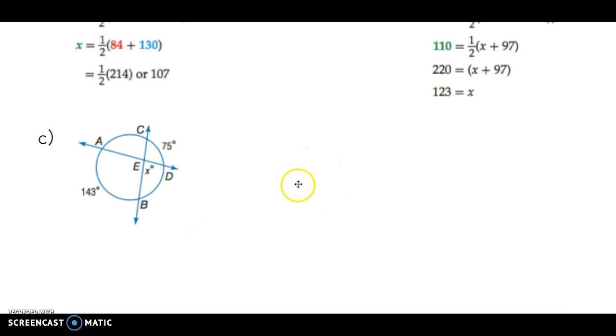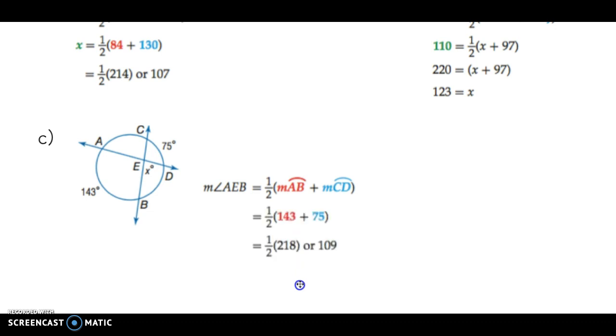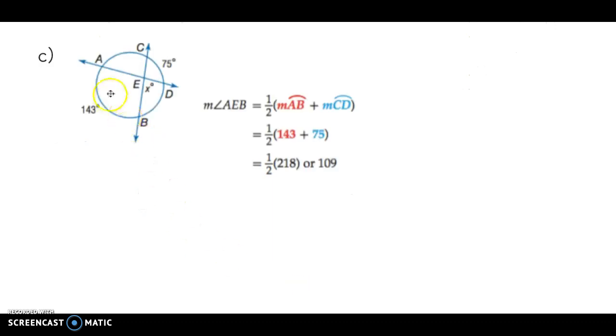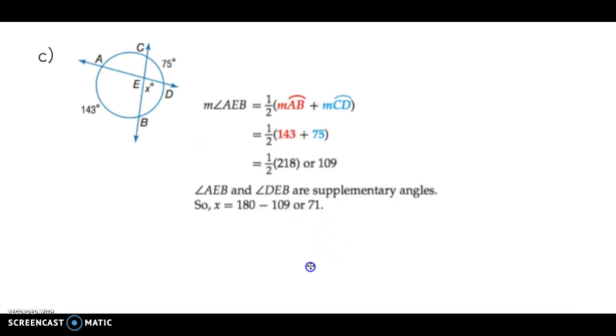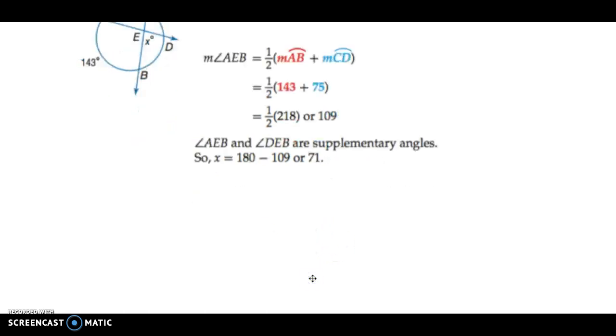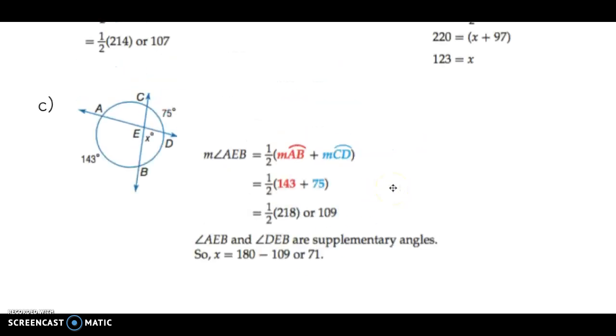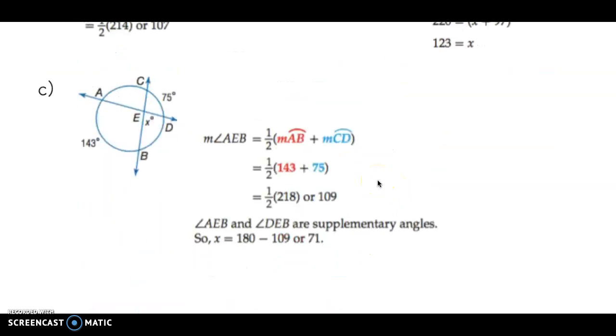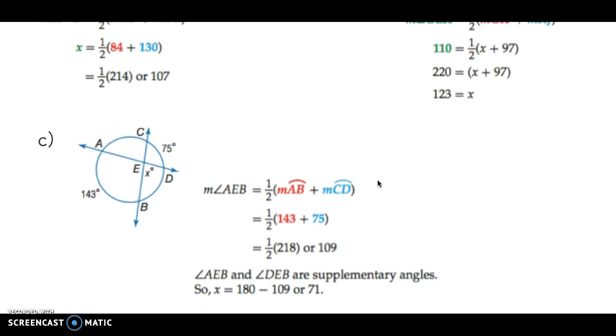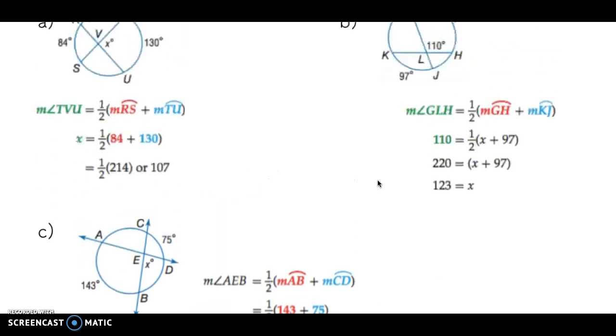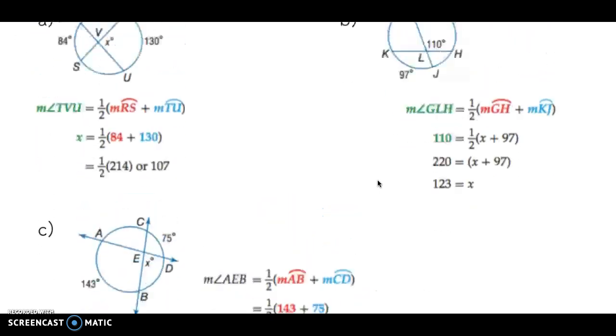Okay, so first off we're going to find the measure of angle AEB, and we know that's going to be half of 75 plus 143, which is going to be equal to 109. So if the measure of angle AEB is 109, what is the measure of angle x? Right, since it's supplementary, we just do 180 minus 109, so x is equal to 71. Good job. Hope you got all of these answers. I'll also post this to Haiku as well.